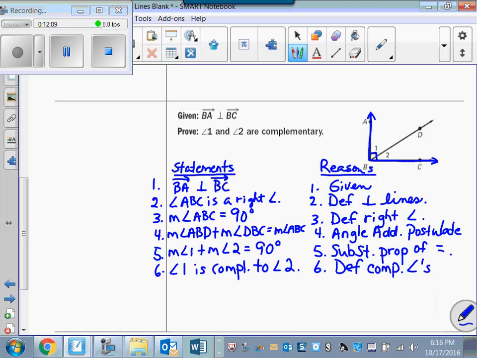All right, what do I want to say now? Well, I'm just going to go off of that, and I'm going to say that angle ABC is a right angle. And how do I know that? Because that's the definition of perpendicular lines: lines that intersect to form a right angle.